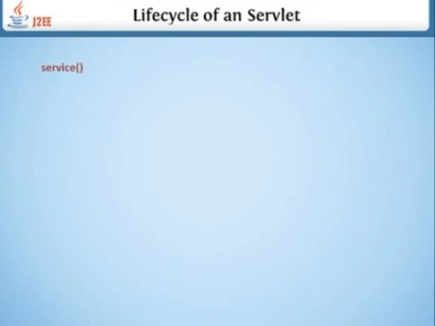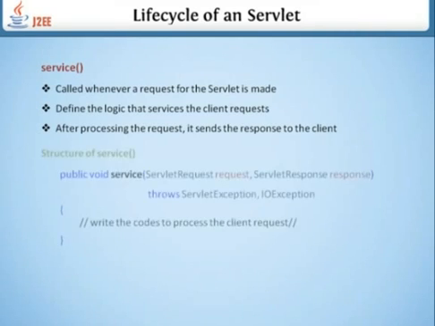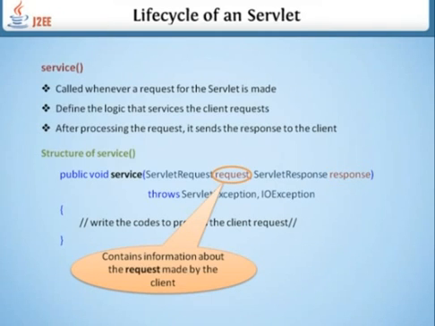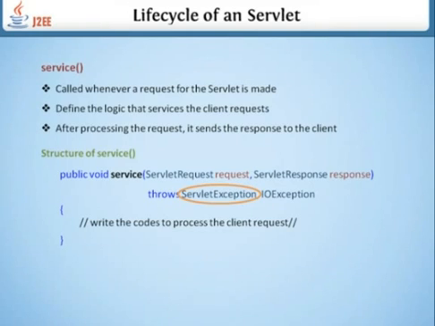The second lifecycle method is service. It's called whenever a request for the servlet is made. It defines the logic that services the client requests. After processing the request, it sends the response to the client. This is a sample code of the service method. It takes the request and response as parameters. It also throws ServletException and IOException. The request stores the container information and the response stores the response object going back to the client.